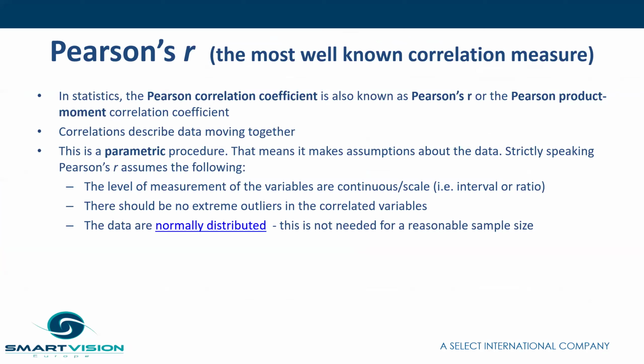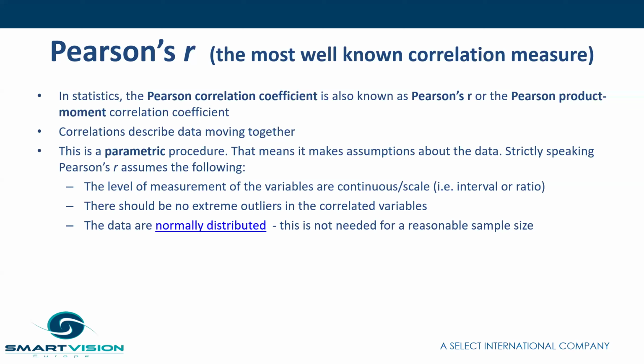Correlations are often described as data moving together. It's not a very good description, I think, but that's what it means: as one value increases, the other value increases. Something to bear in mind is that a Pearson's correlation is a parametric procedure. That means it has assumptions about the data. Later on, we're going to look at a non-parametric correlation and talk about the differences between them and how it gets around this.